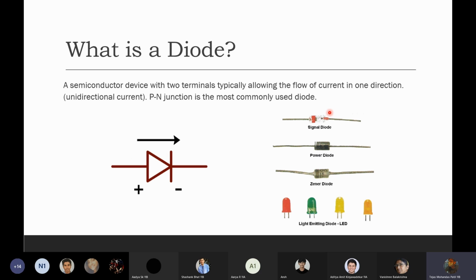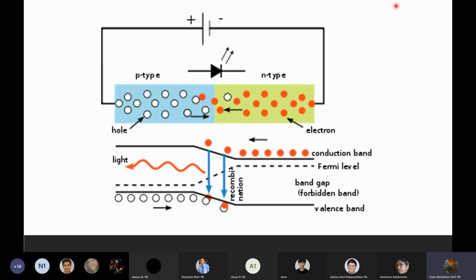There are many types of diodes, and here are a few. There's a signal diode, a power diode, a Zener diode, and then there is the light emitting diode, which we are going to talk about today. Any doubts are appreciated. You can stop me in the middle and just ask me. So this is a PN junction. We will come back to this later.